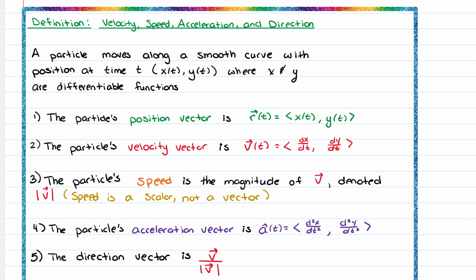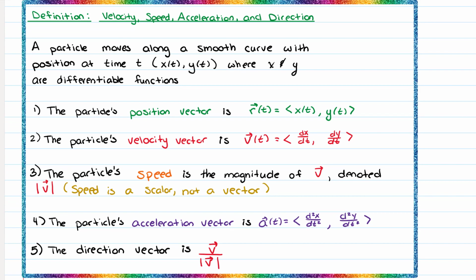The velocity vector is the derivative of x with respect to t, derivative of y with respect to t. The particle's speed is denoted as the absolute value of v, or we call it the magnitude. The particle's acceleration vector is the second derivative of each one. And the direction vector is the original vector divided by the magnitude.